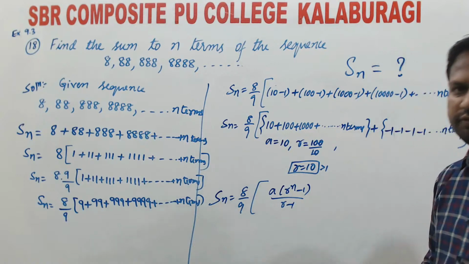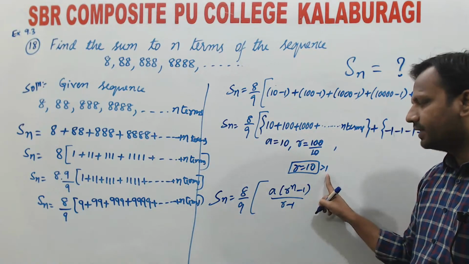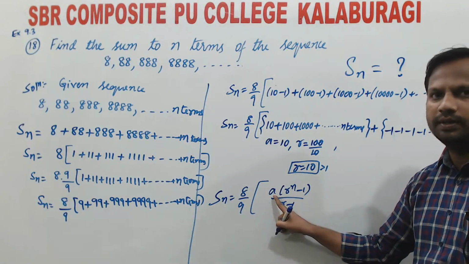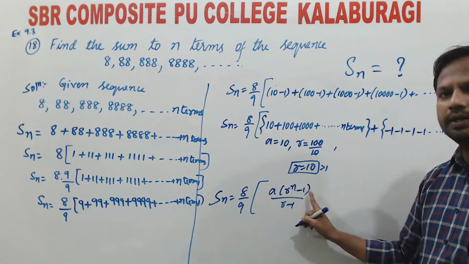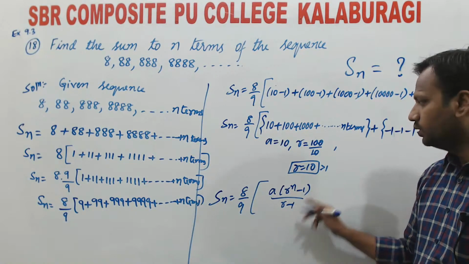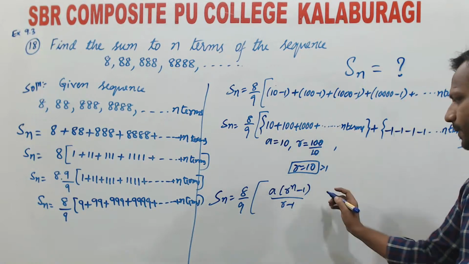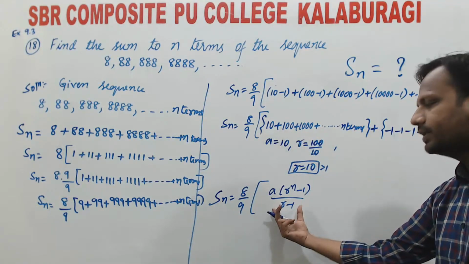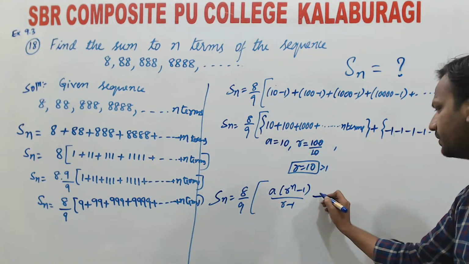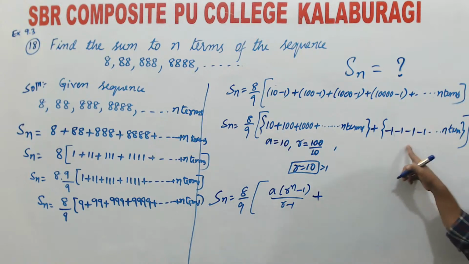You people know the formulas of Sn there. Whenever r is greater than 1, I should use this formula: a times r to the power n minus 1, divided by r minus 1. So once, let me use the formula here. For this, I am using this formula. Plus, that is plus. Next, for this second bracket, students.